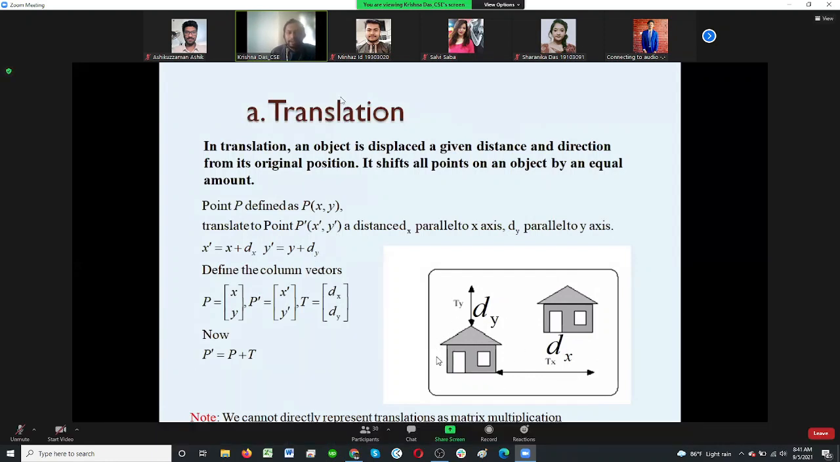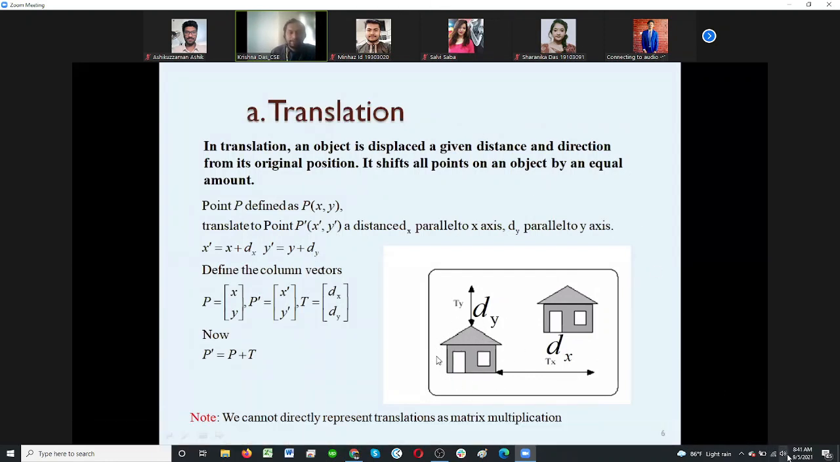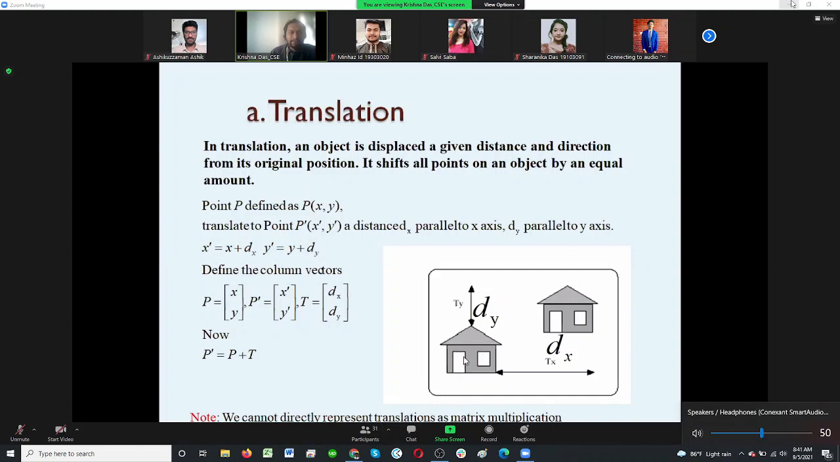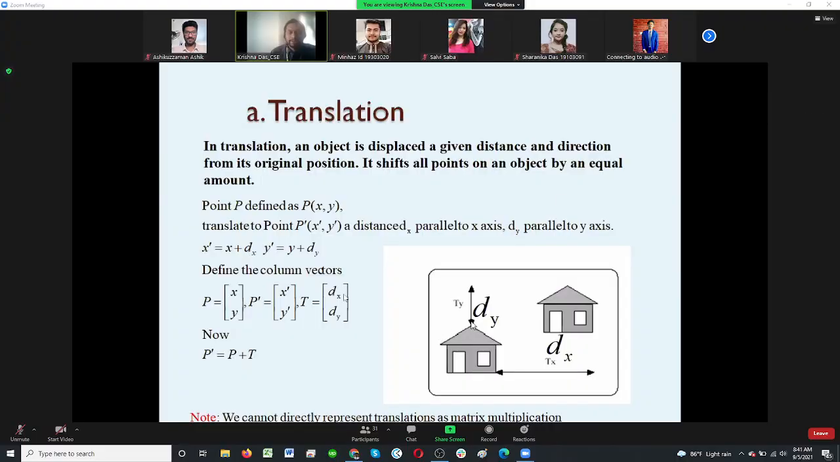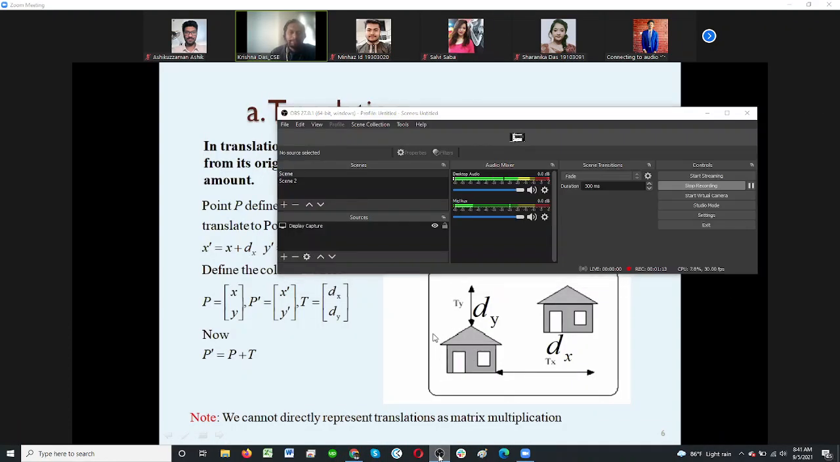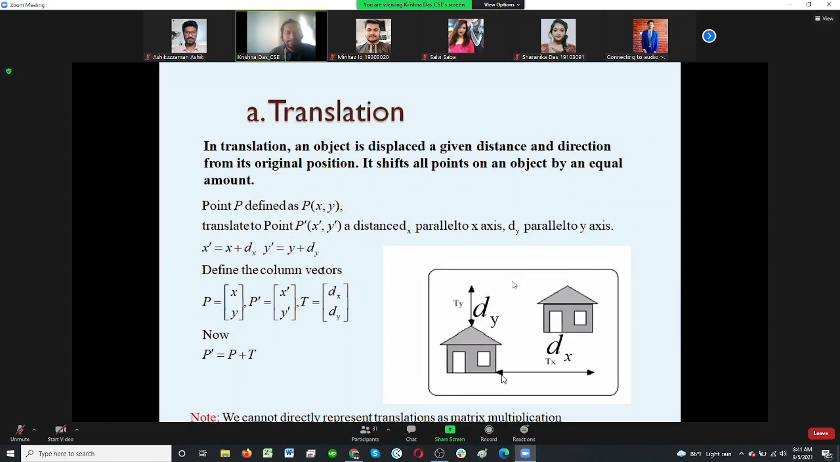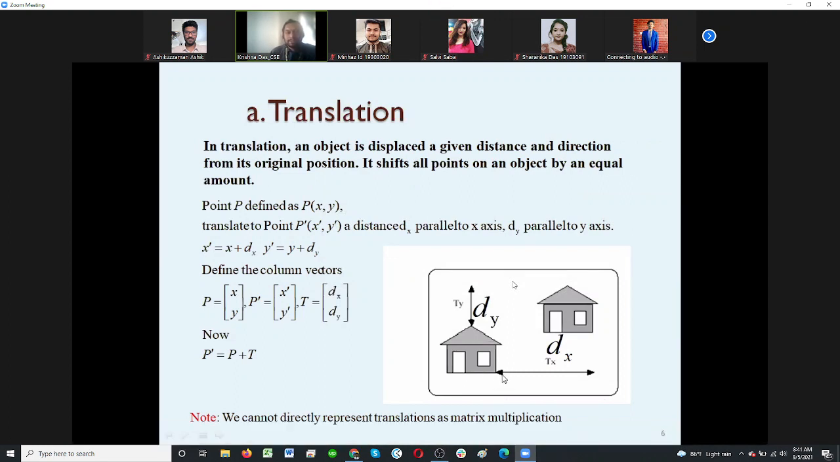Whenever I have an object in its older position, you can say it is P. It consists of many points. We are just considering one point for the definition, and we apply some translation factor so that it can change. The point is related to two values, the x and y coordinates. So the translation factor changes it by tx or dx in the x coordinate distance, and by dy or ty in the y coordinate distance.